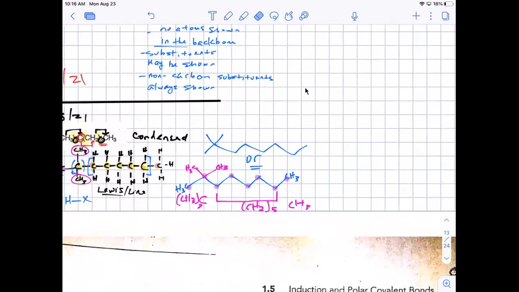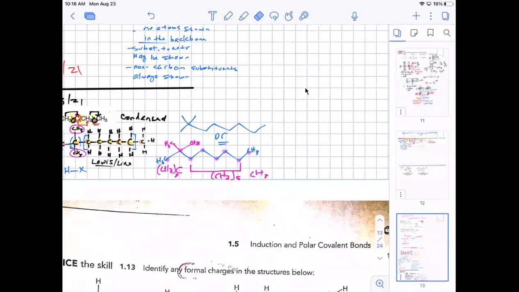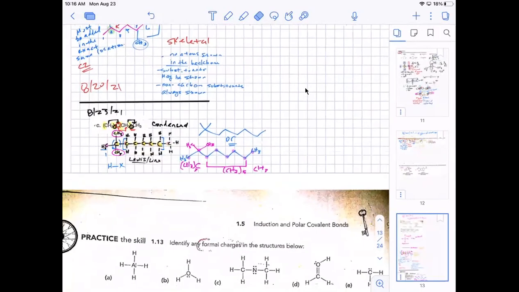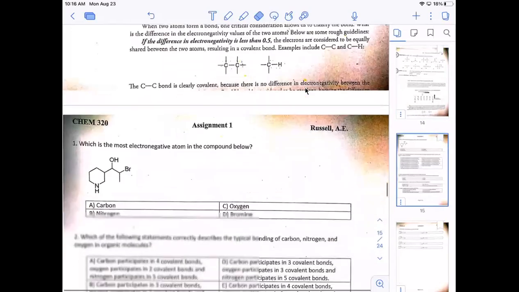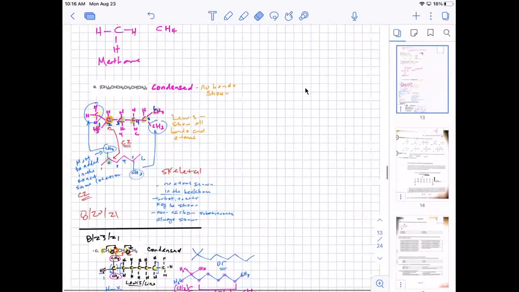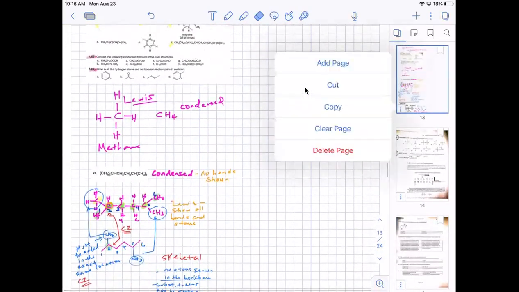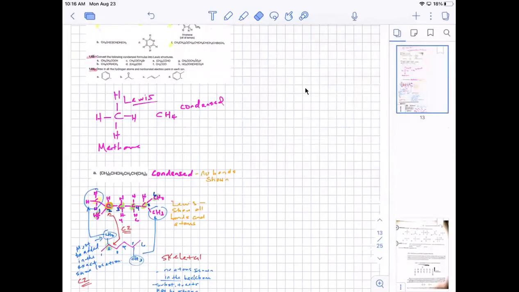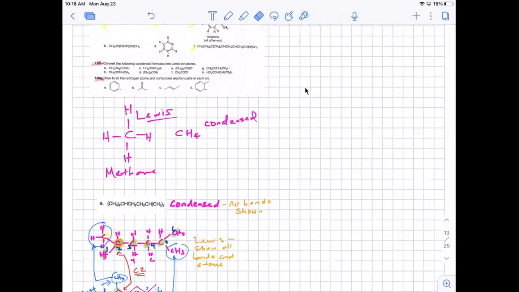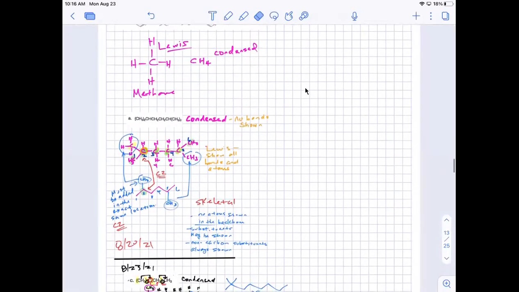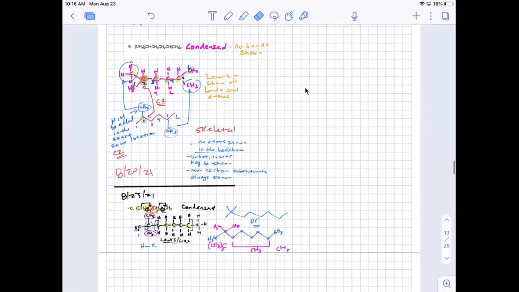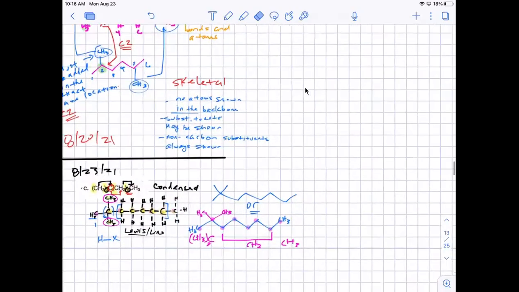Let me add a page so we can do, I need to add a page. Let me just move this down. All right, other questions about that? I have one more. Can you zoom in, please?